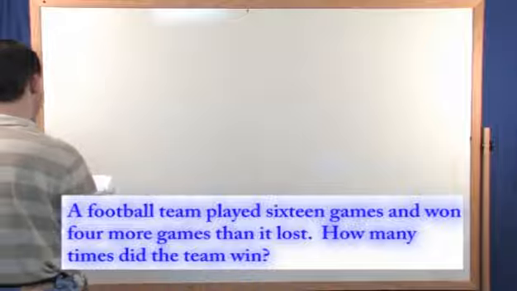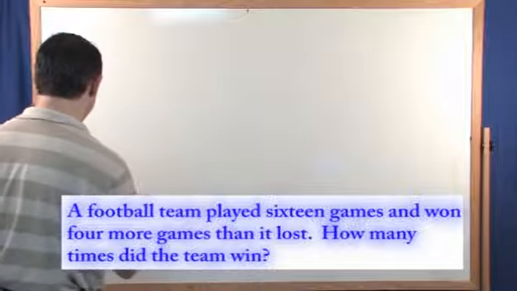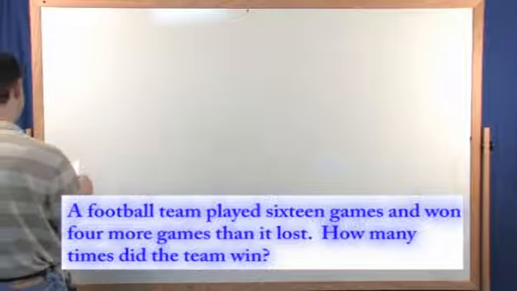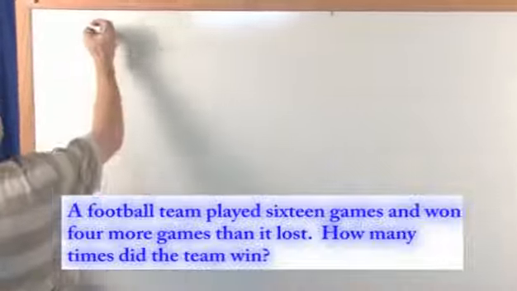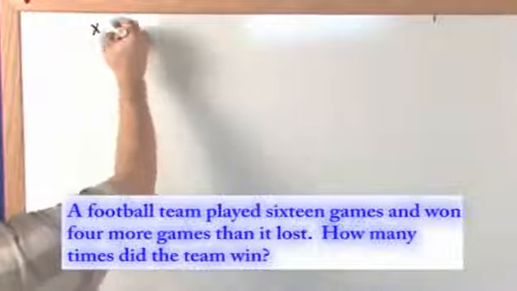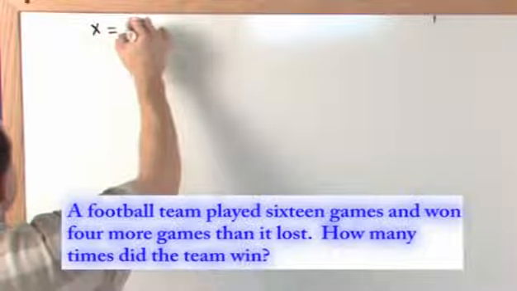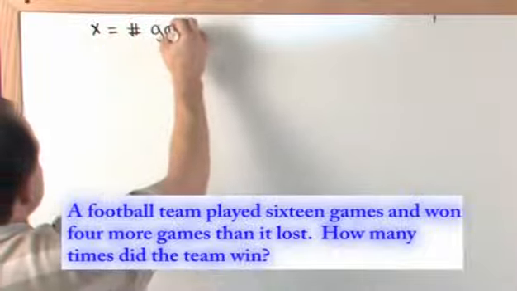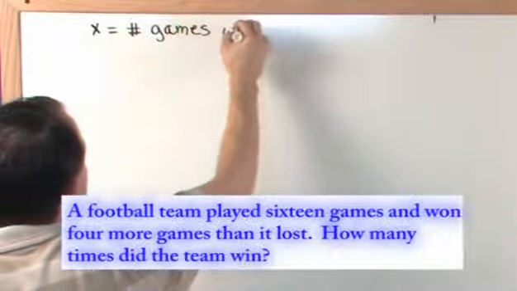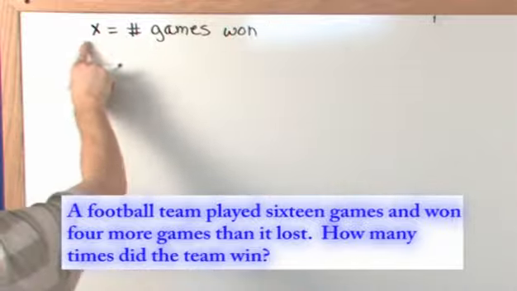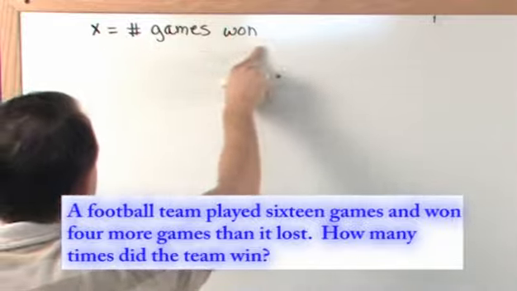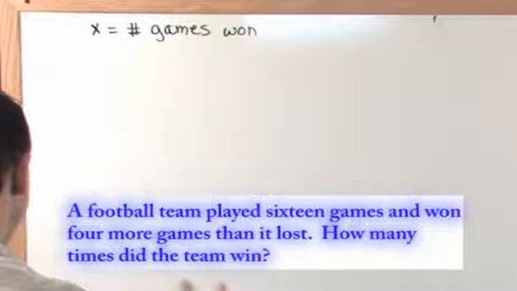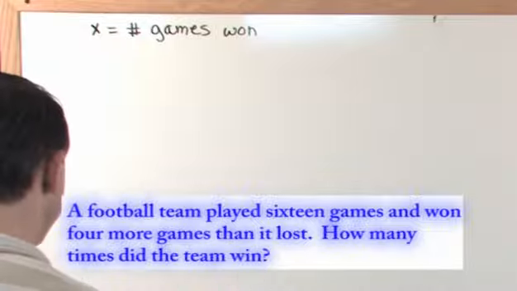Okay, so we have to start somewhere. We know we want to solve for how many games the team won, so let's write that down. The variable x is equal to the number of games won. That's what we're trying to solve for. So you should always write the variable down and what you're trying to solve for, because that helps you remember as you're constructing your problem what you're trying to do.